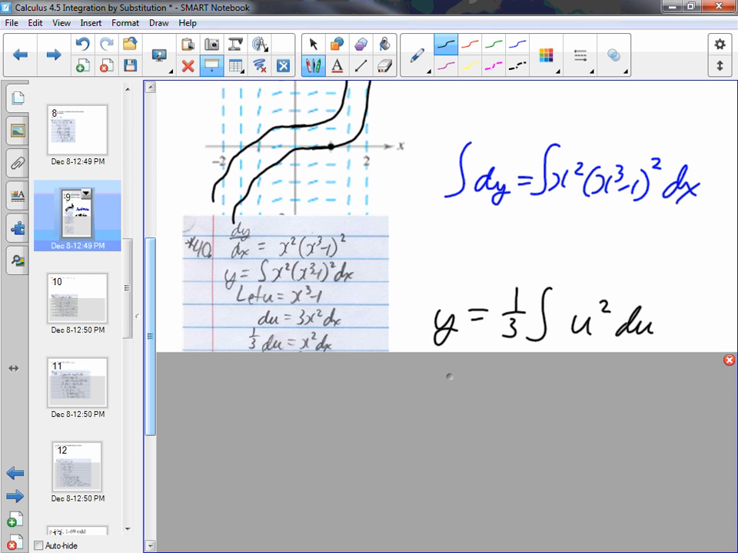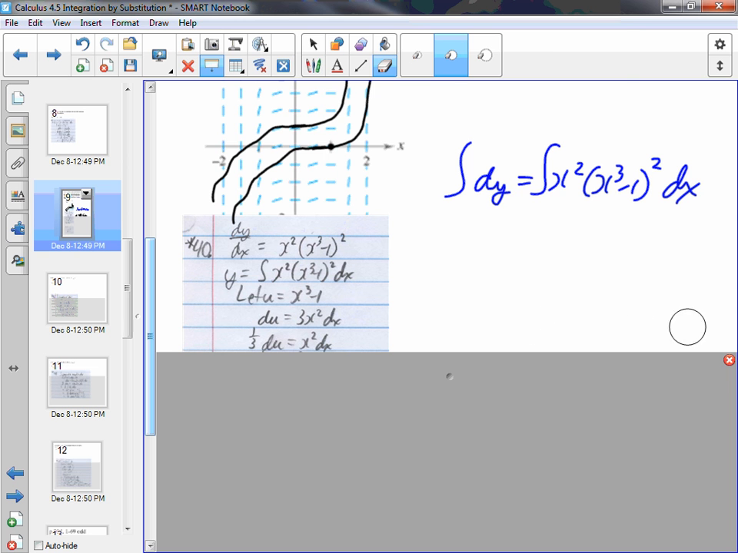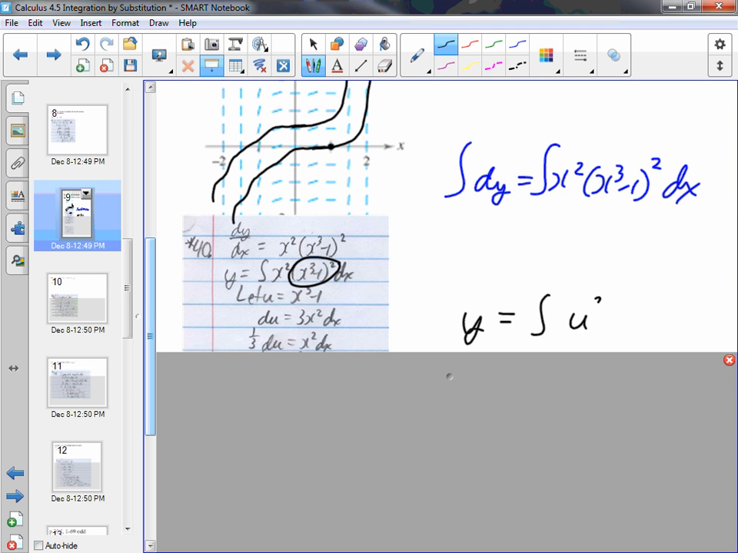Do you? All right, let me explain how I got it. I got y equals, because that's the left side of our equation. The integral sign stays the integral sign. Then x cubed minus 1 quantity squared. Since x cubed minus 1 is u, that becomes u squared. And then x squared dx gets replaced by 1/3 du. All right, go ahead and do the integral.